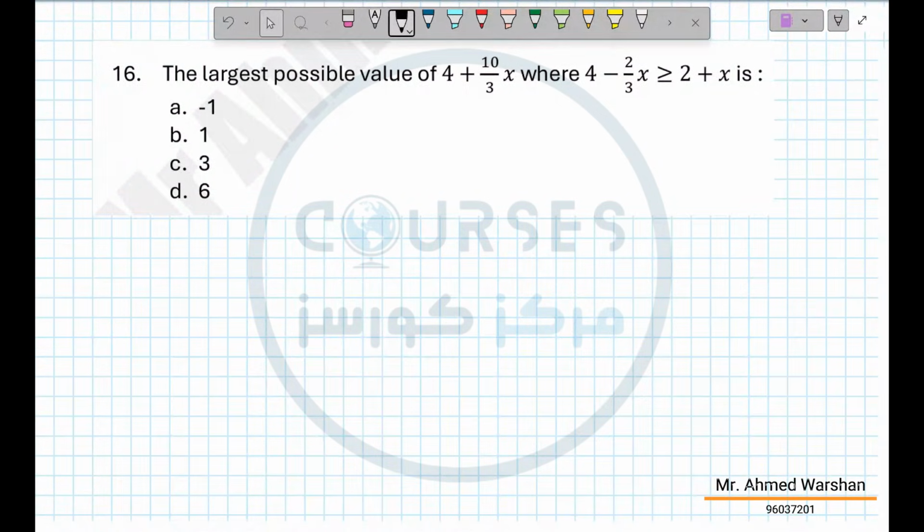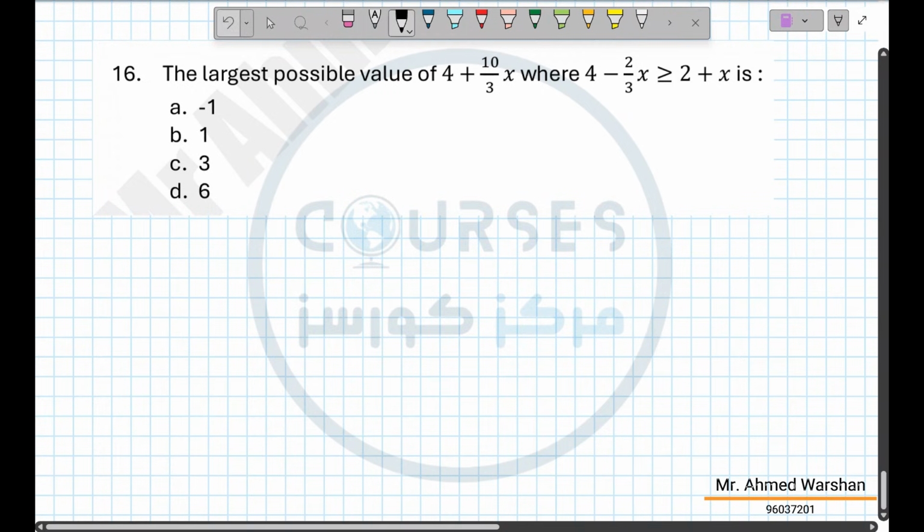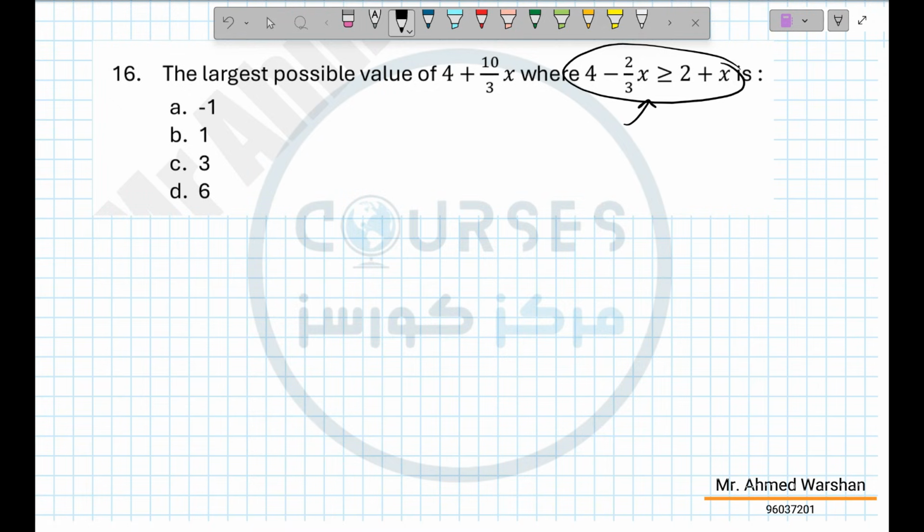The largest possible value of 4 plus 10 over 3x, where 4 minus 2 over 3x is greater than or equal to plus x. Okay, so they want the largest possible value of this one. So we first need to find it using this inequality. After we find it, we plug it back into here. So let's do that.